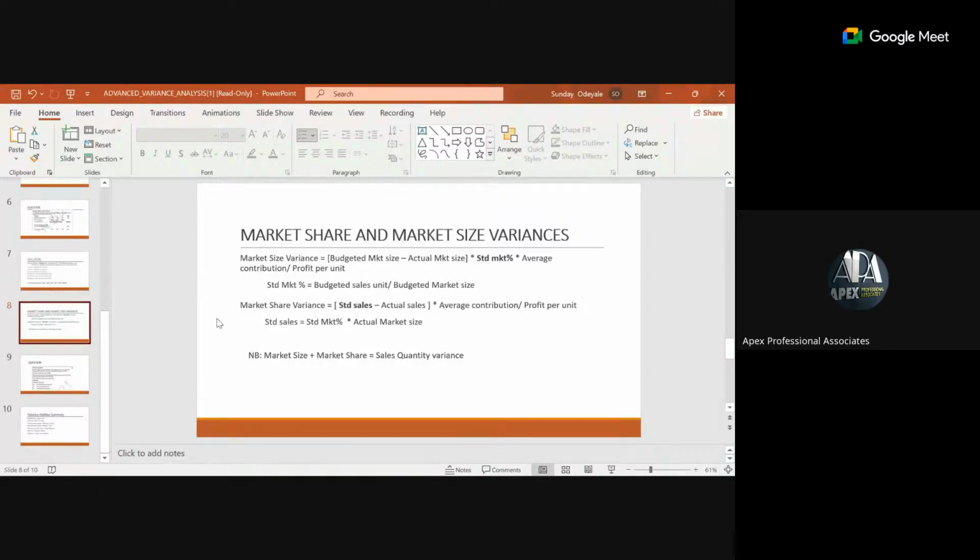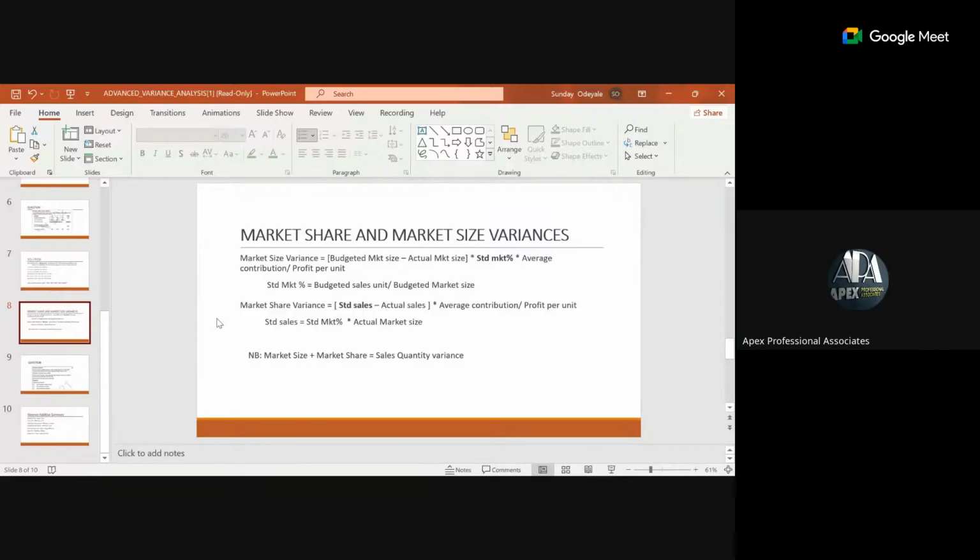Now the average contribution of profit per unit remains the same thing we used in the sales quantity variance. So as you can see, the standard market percentage is just your budgeted sales unit over the budgeted market size. You want to sell 200 out of 500 people. That's your market percentage.